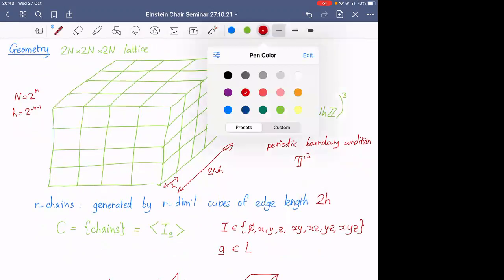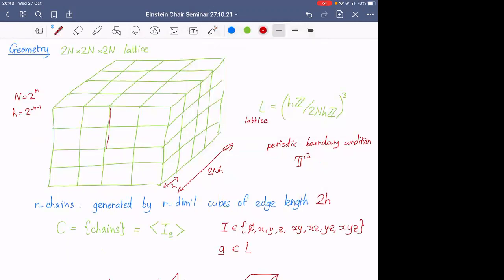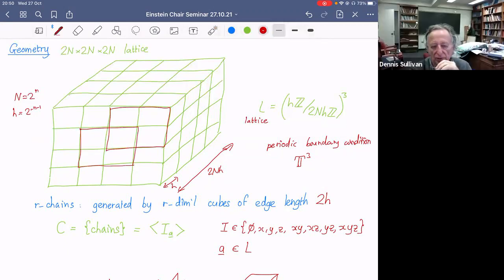Sure. So we could have one like this. This is a 2-cell, and there's another 2-cell. So you have all those.